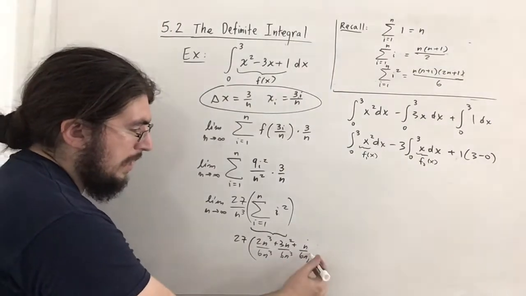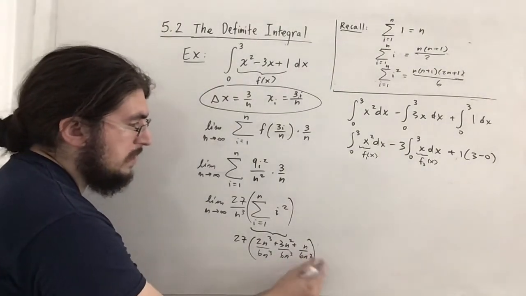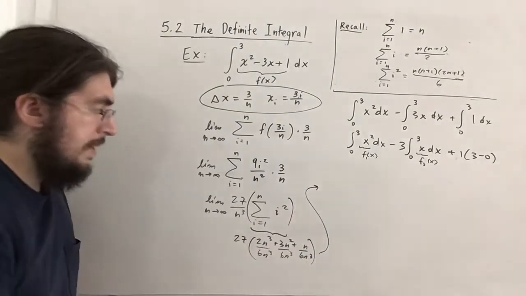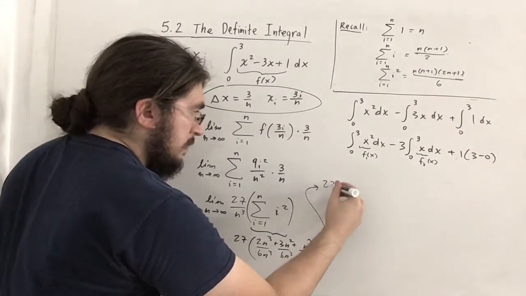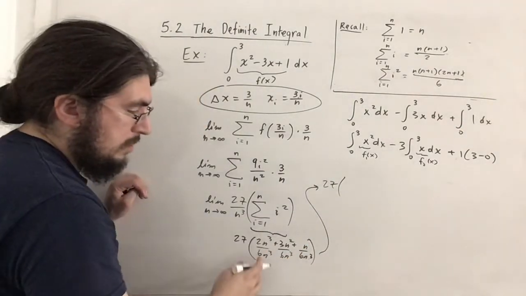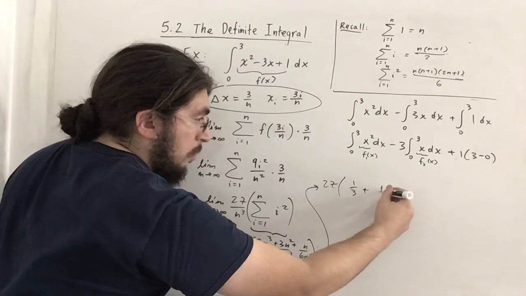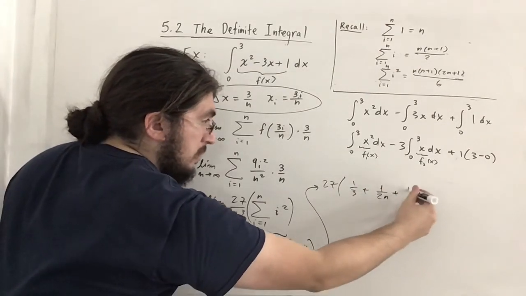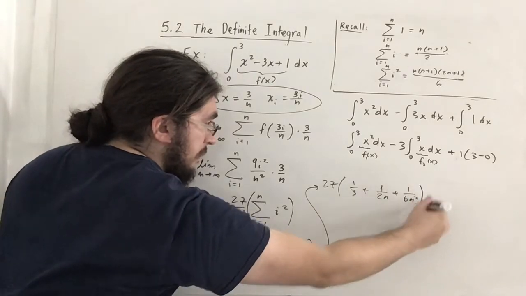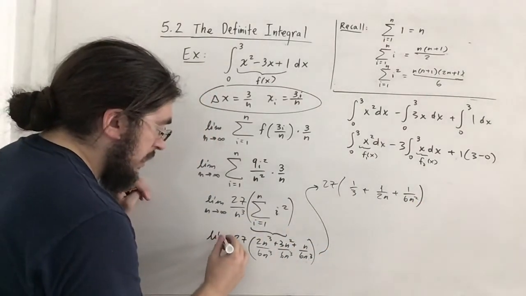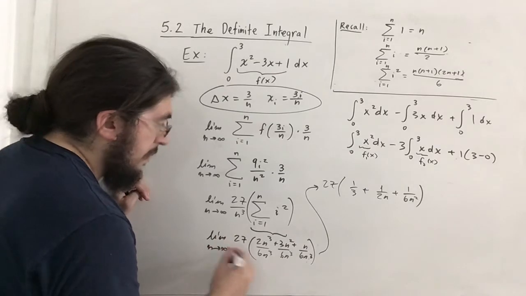Well, I'm not going to erase too much as we go along. Let me just write the result over here maybe. So we get 27 times what? Well, this reduces to 1 over 3. This reduces to 1 over 2n. And this reduces to 1 over 6n squared. Now again, we're still technically in the limit as n goes to infinity.